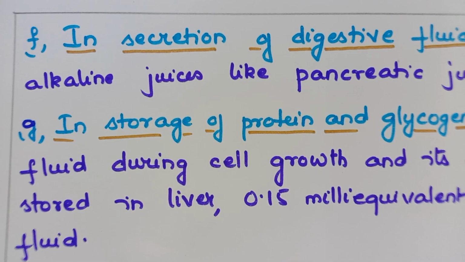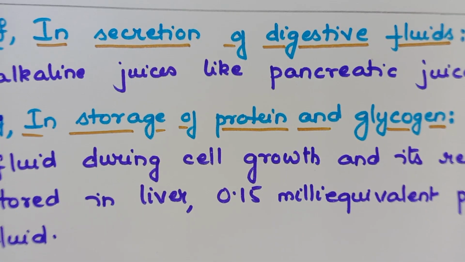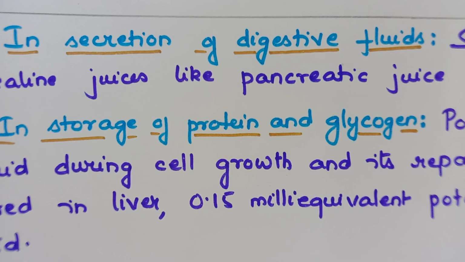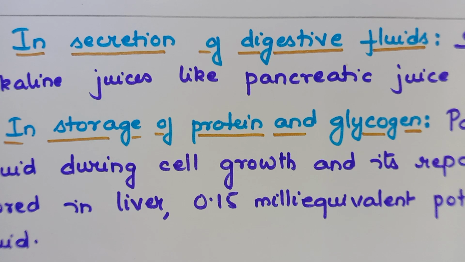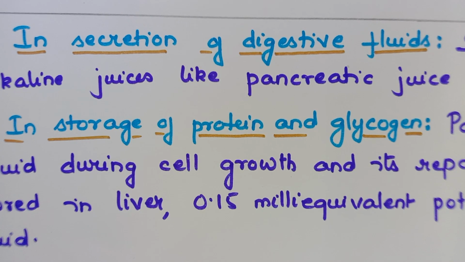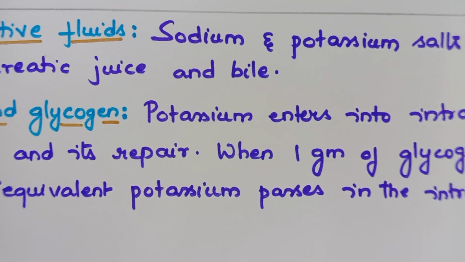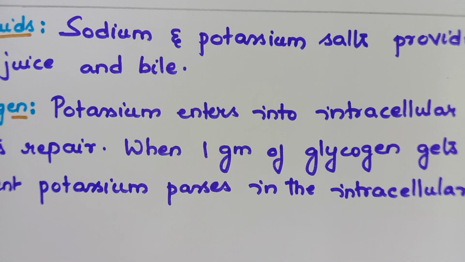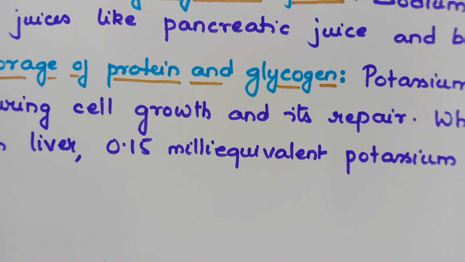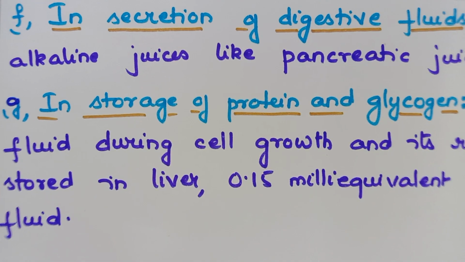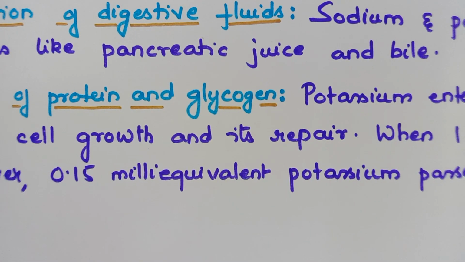Next function, students, F. Put the side heading, in secretion of digestive fluids. Sodium and potassium salts help in the secretion of juices like pancreatic juice and bile, students. Under this you will write: sodium and potassium salts help in the secretion of, or provide, alkaline juices like pancreatic juice and bile.